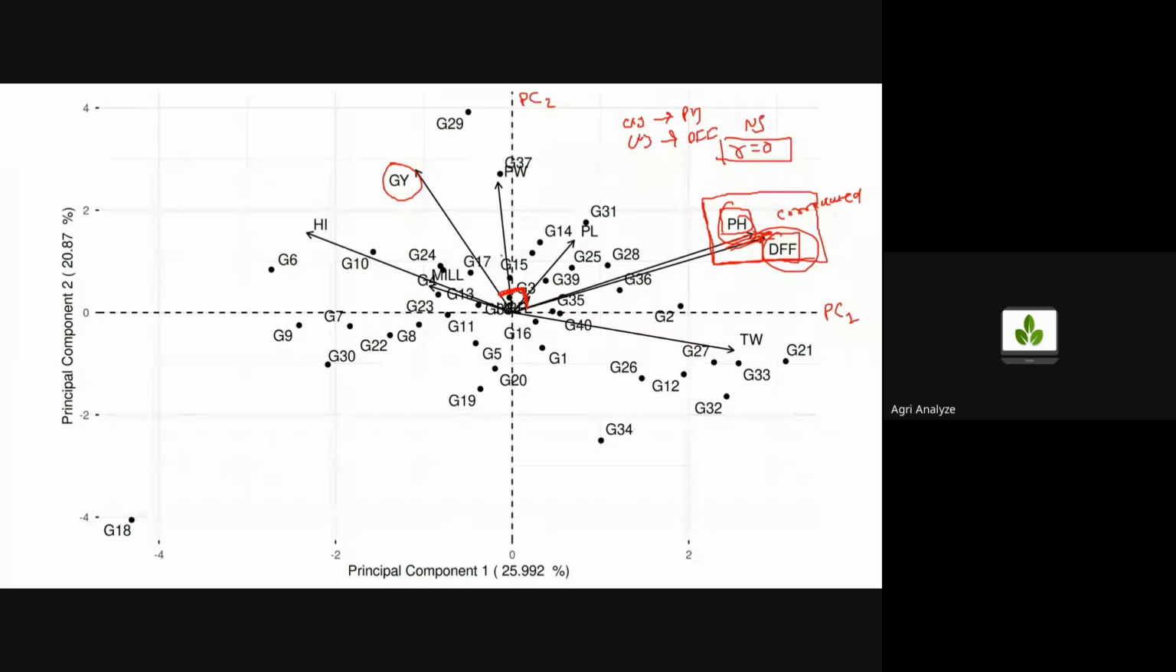But for grain yield and harvest index, it shows less than a 90-degree angle. It means it shows a positive correlation between grain yield and harvest index. So based on this biplot analysis, we see the direction and correlation between variables.